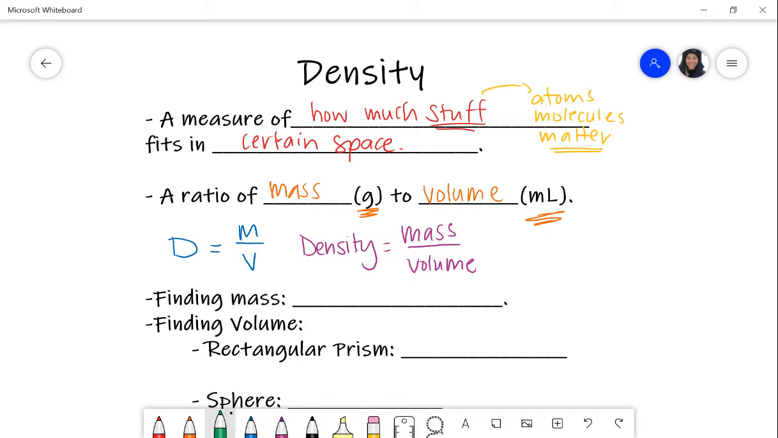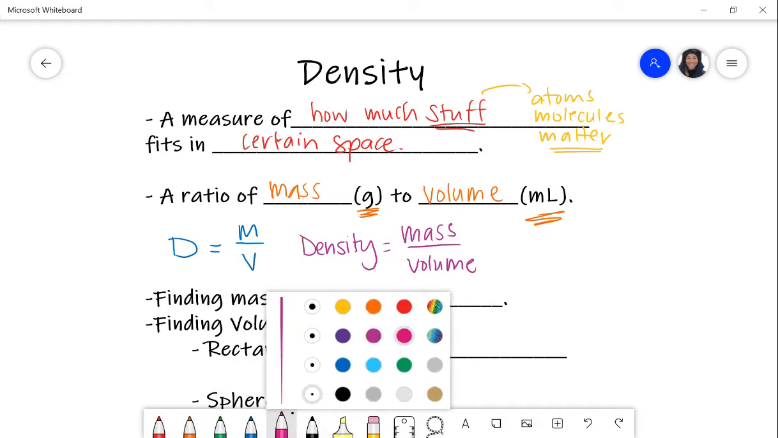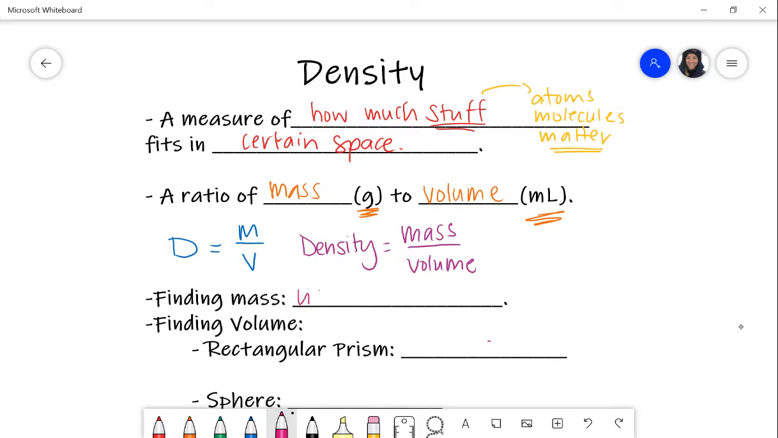When we find mass in science, it's a pretty easy thing to do. We're just going to use a scale. It really is as simple as just placing it on the scale, which we've used in class together. So that's pretty easy. But what can be trickier, though, is finding the volume.